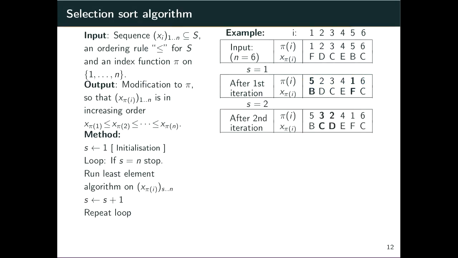Then we rerun the loop, and since s is equal to 2, we only need to consider this part here. We look at this part here and we go, which element is the least? The least element is this one and this one, but the algorithm that we've defined chooses this one first. And so we're going to switch the 2 and the 3. So that's what's happened here.